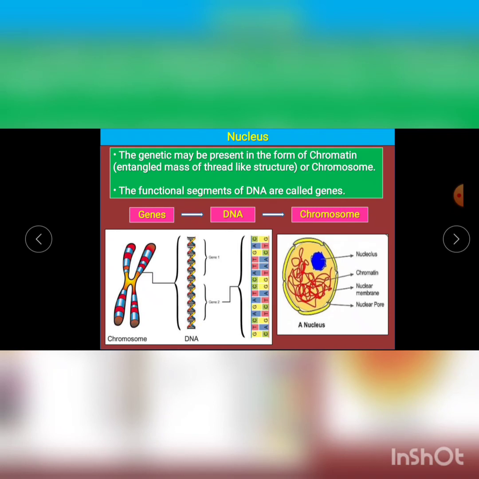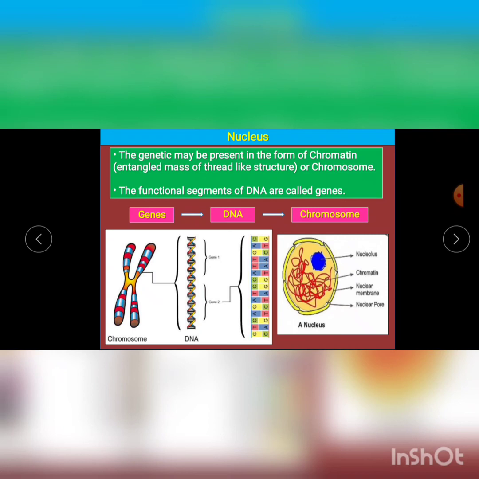But when the cell undergoes division, when the cell has to divide, all this genetic material gets condensed. They get condensed and acquire the shape like this X shape. They acquire this X shape, and now it is called a chromosome. So when the cell is not dividing, you will find chromatin, and when the cell is dividing, you will find chromosome.